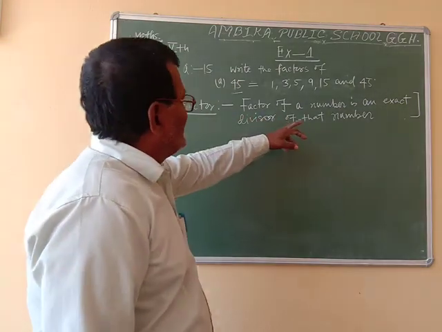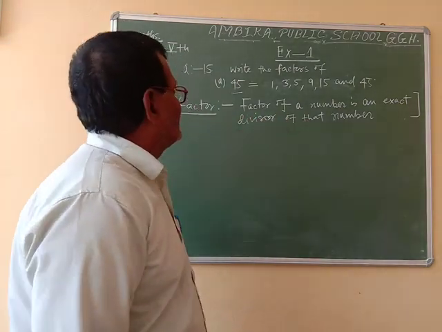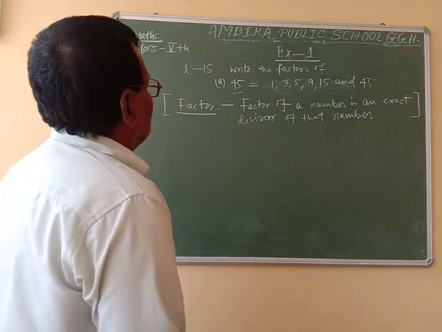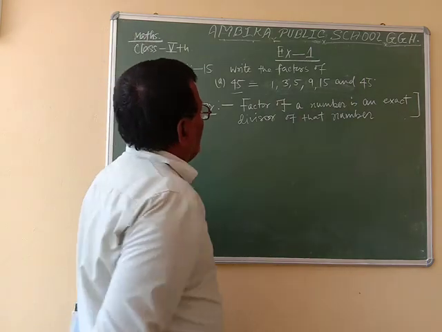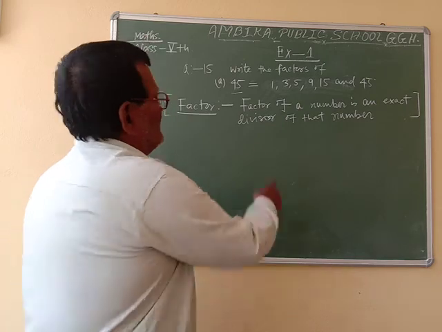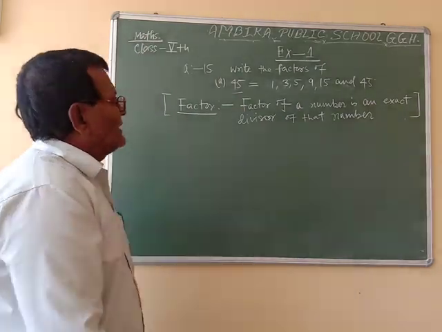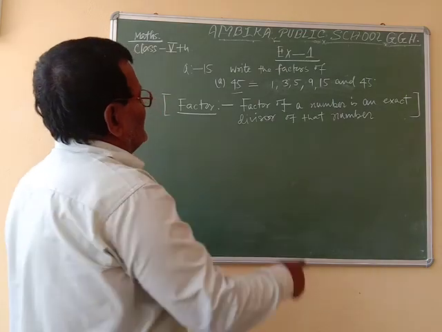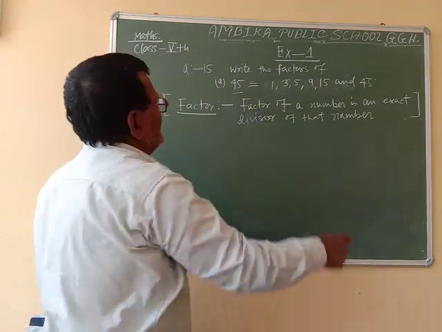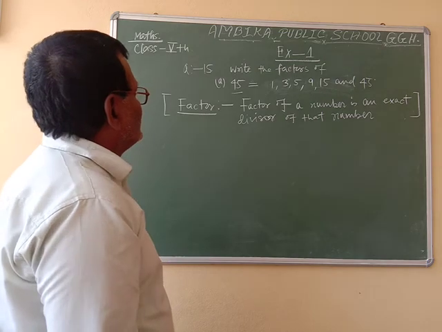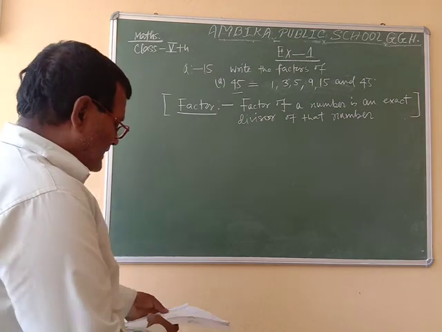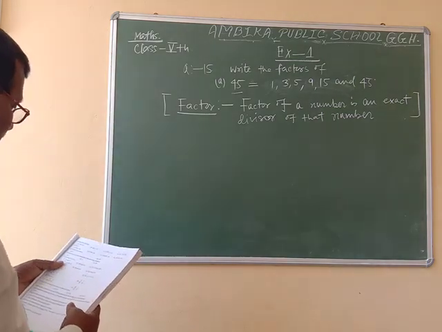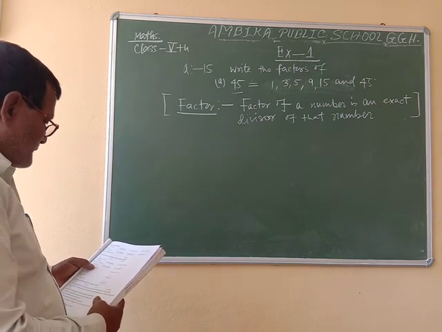So a factor of a number is an exact divisor of that number. So all these numbers are the factors of 45: 1, 3, 5, 9, 15 and 45. These numbers divide 45, so these are all factors of 45. Similarly, you can find the factors of 28.